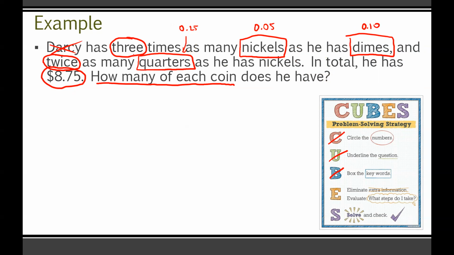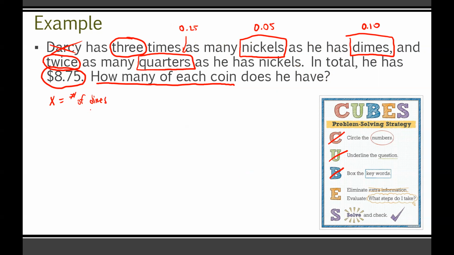Now, if we look back at what we've circled, 3 times as many nickels as dimes and twice as many quarters as nickels, if you think about nickels being 3 times as many as dimes and quarters being twice as many as nickels, it seems like everything comes back down to dimes here, right? Dimes is going to be the coin that we have the fewest of. So how about we do this? How about we say that x equals the number of dimes?